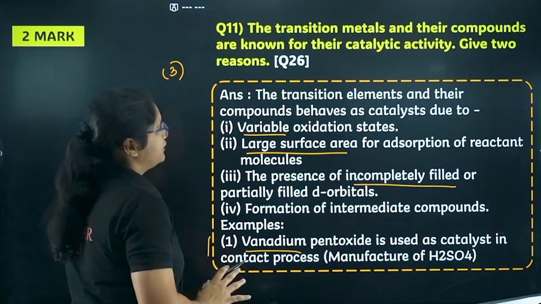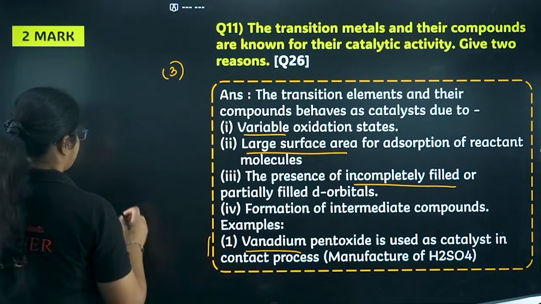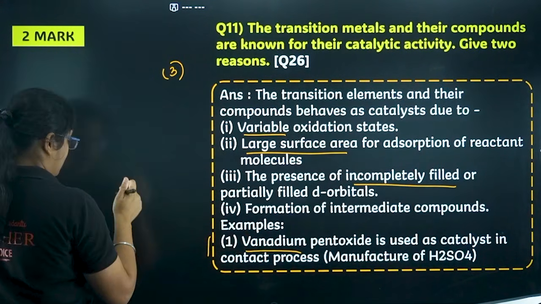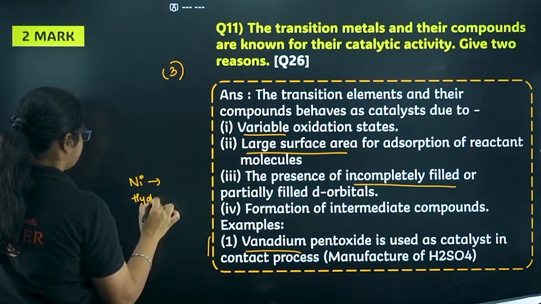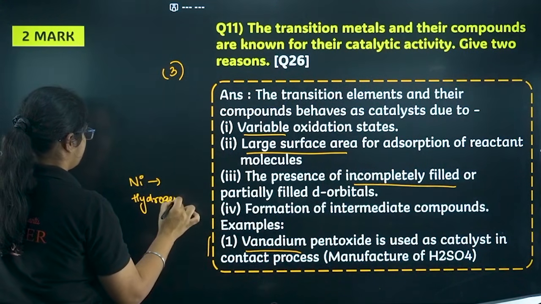Now for examples of catalytic activity, vanadium pentoxide is used for the contact process. This is one example you can write. Okay, any other process you can also write, for example nickel is used in the hydrogenation process. Right, this example also you can write.